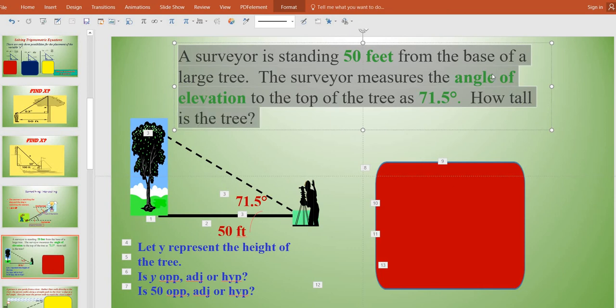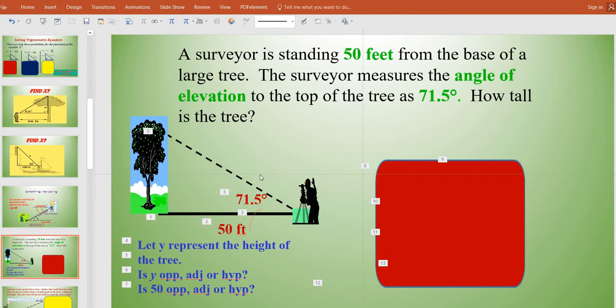Let's go to this example. A surveyor is standing 50 feet from the base of a large tree. The surveyor measures the angle of elevation to the top of the tree as 71.5 degrees. How tall is the tree? This man looks at the top of the tree by the elevation angle 71.5, and the distance between the man and the base of the tree equals 50 feet. We want to calculate the height of the tree.